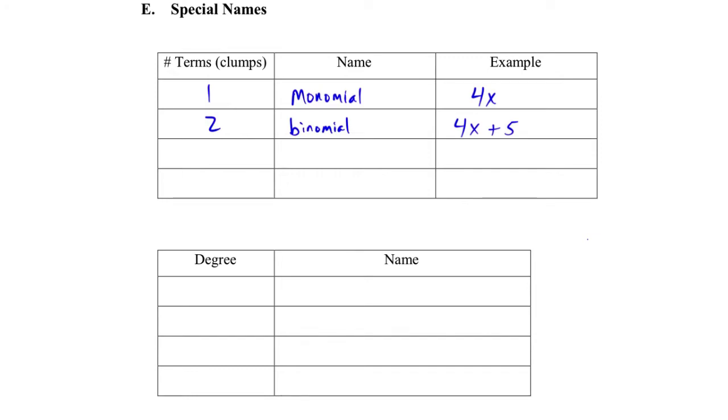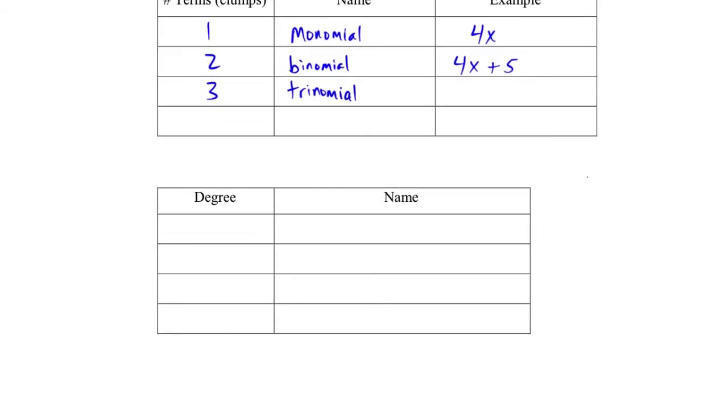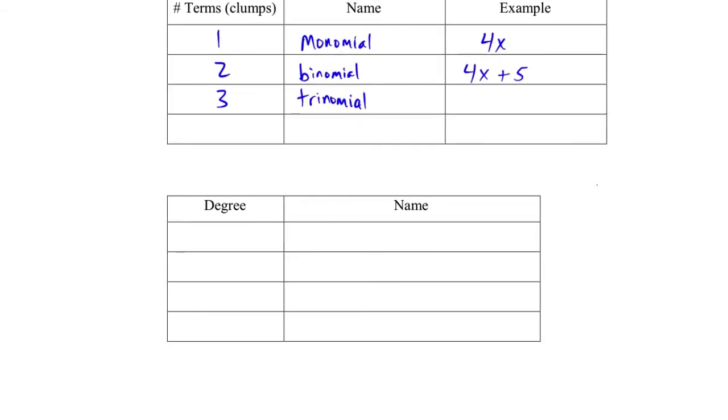Three, our next one: trinomial, like a tricycle. And if we're going to have 3 parts, we'll have to at least have an x squared in there. So maybe 8x squared minus 7x plus 2. So you have 3 clumps that you can't combine together quite yet.